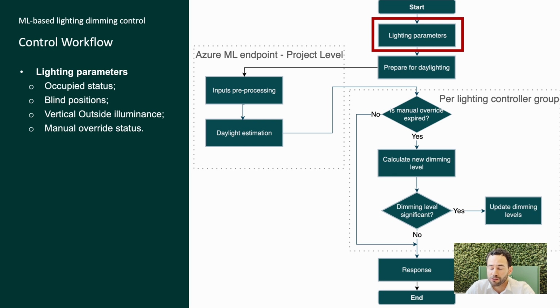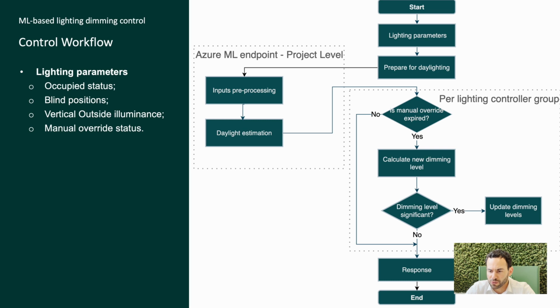That includes the information whether the room is occupied, and if there are blinds that are controlled or controllable, then we will need to know the position of such blinds. Additionally, we want to know the vertical outside illuminance. This data will come from the sense modules we just talked about. And we want to know if the lighting in that room has any override status. What does that mean? Sometimes, for example, the user doesn't want their lights to be automatically dimmed, for example, during a presentation where the user wants to keep the lights completely switched off.